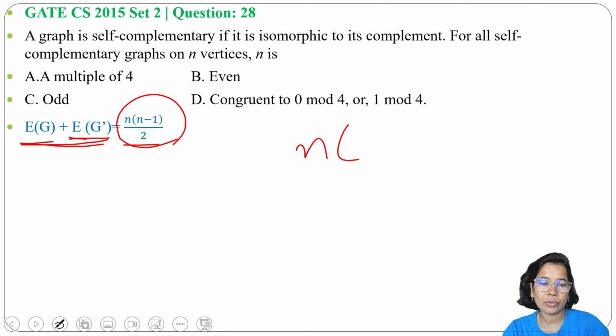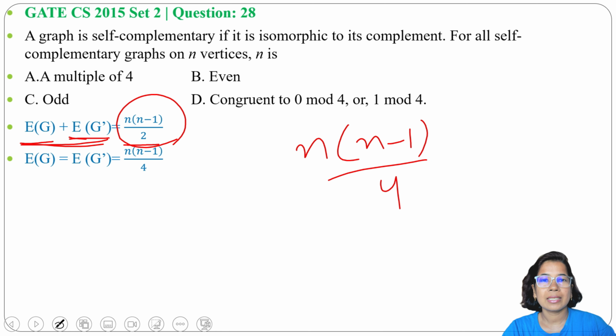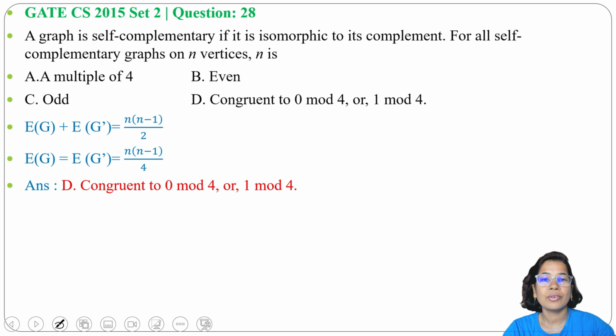So it will be n into n minus 1 divided by 4. So the number of edges in the graph and the number of edges in its complement graph equals n into n minus 1 divided by 4. It's present in option D. So the answer will be option D. For all self-complementary graphs of n vertices, n is congruent to 0 mod 4 or 1 mod 4. If we divide by 4, the remainder will be 0 or 1.